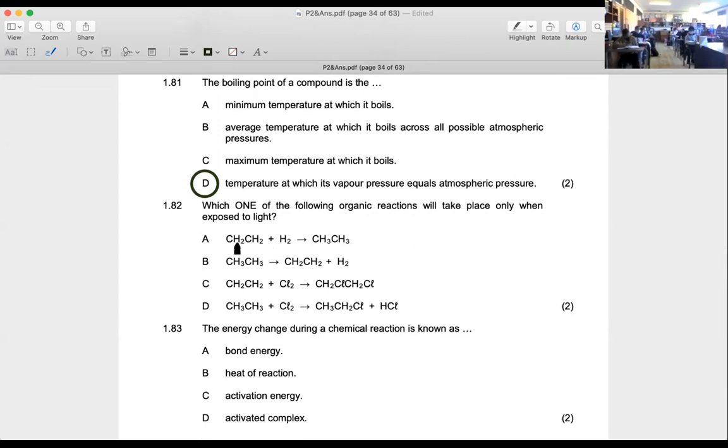But let's take a guess. C2H4, that's ethene, plus hydrogen goes to form ethane. That one is an addition reaction, and it's going to take a lot more energy than just light. That one definitely could occur in light. And then this one plus that could go to form that. No, that's a substitution. So it's not D. It's not B either, because that would take too much energy. So it's either A or C.